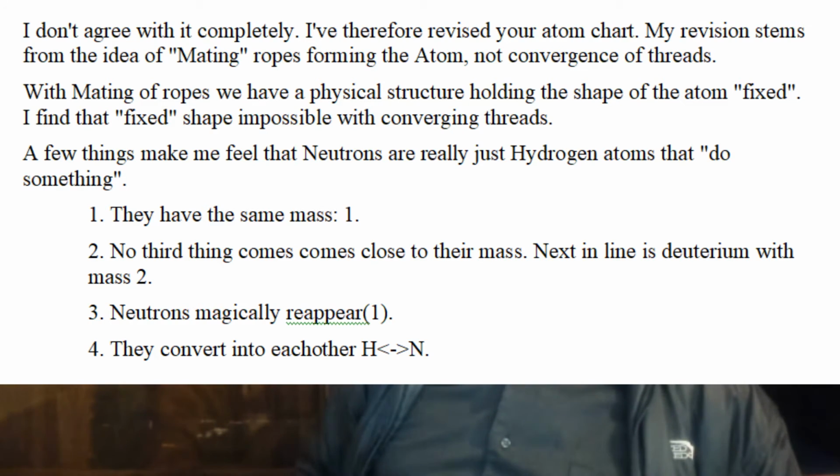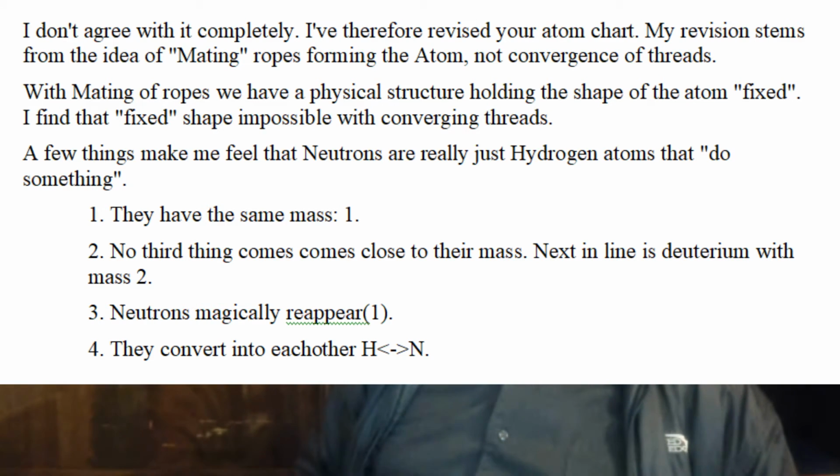And a few things make me feel that neutrons are really just hydrogen atoms that do something. Okay? Fine. Neutrons are neutral. They are neutral typically because they don't do something, but not doing something is also doing something. So I have no problem with that statement. And what are the things that they do? They have the same mass, okay? Essentially, they do. A proton and an electron together approximately have the same mass as a neutron. That's what we receive from the lab.